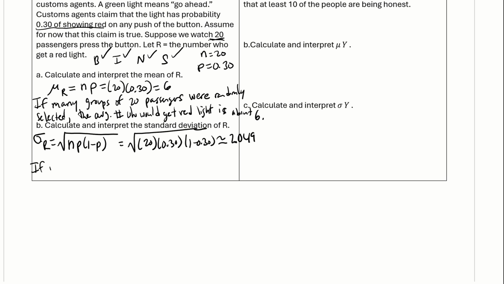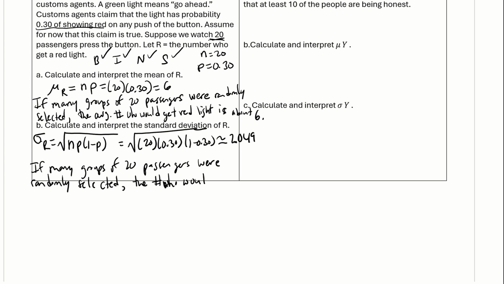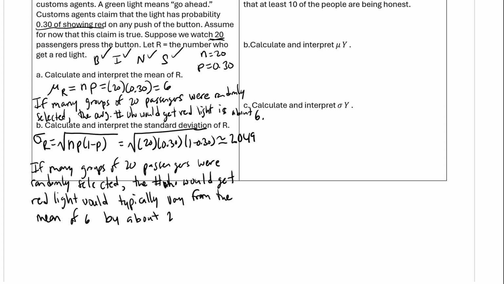If many groups of 20 passengers were randomly selected, the number who would get a red light would typically vary from the mean of 6 by about 2.049.